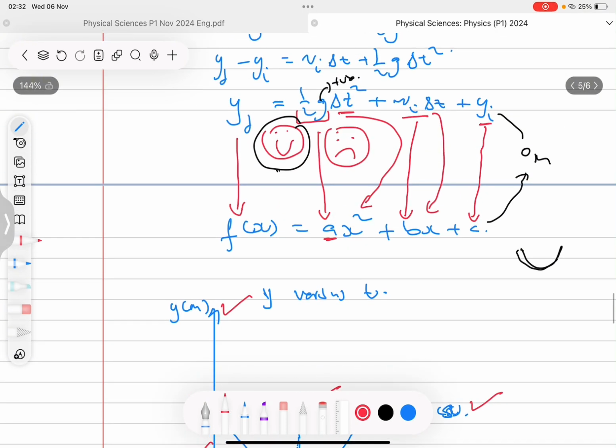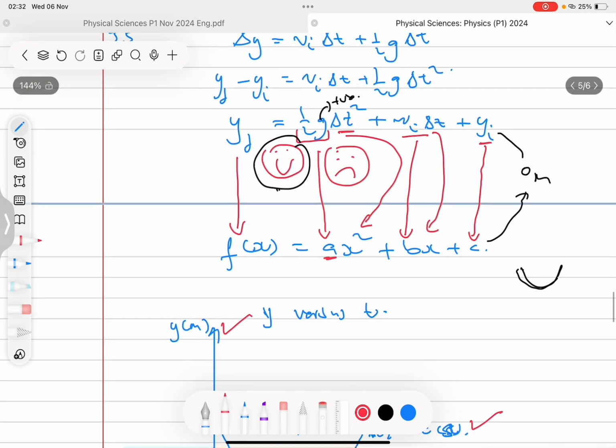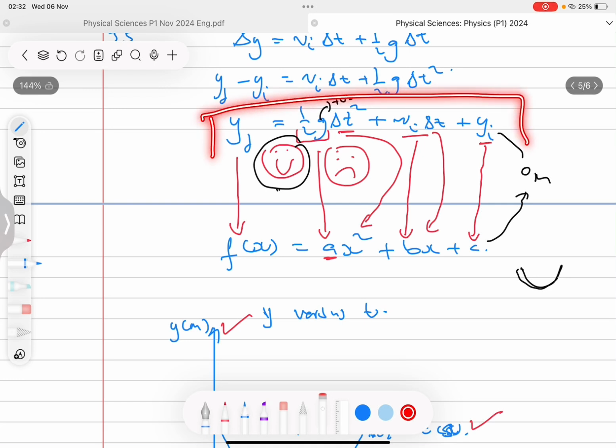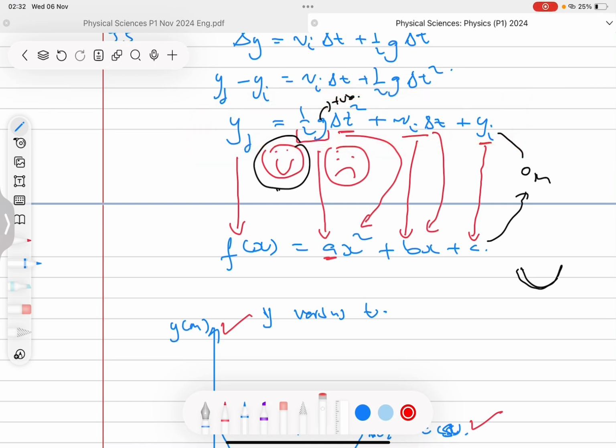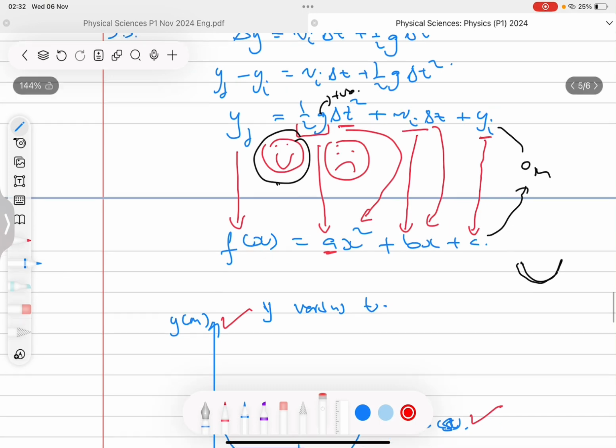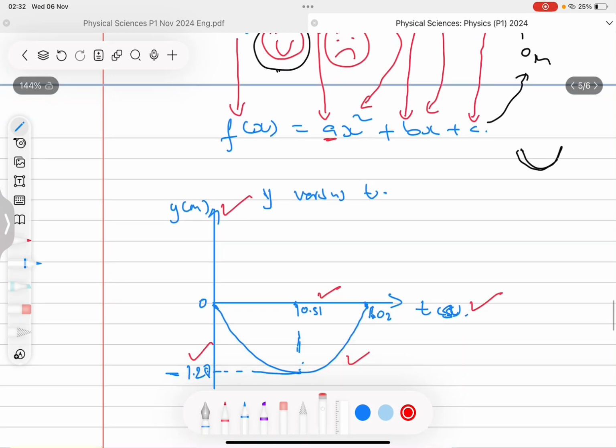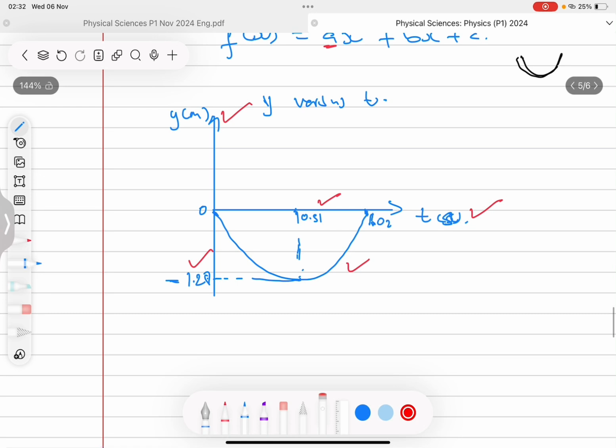I hope this analysis of the graph in terms of drawing it using this equation makes sense. We know this from mathematics, right? These are the properties of a parabola as we know them, right? Stay tuned for the next question, question 4.